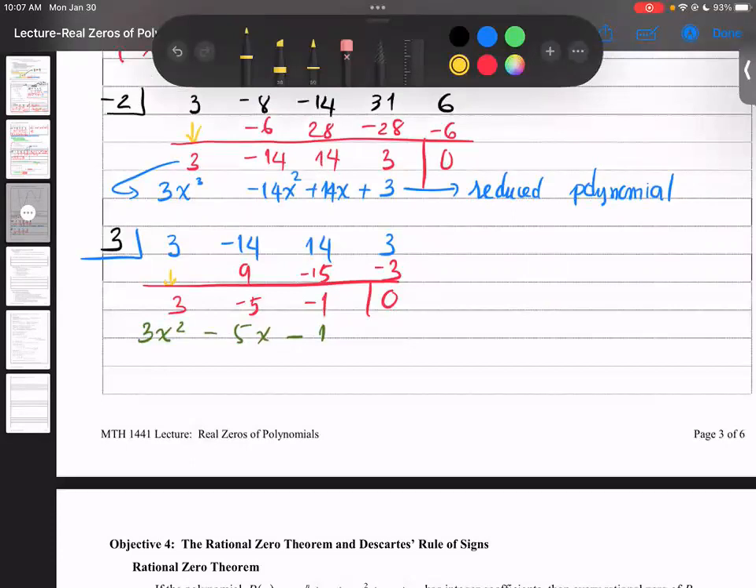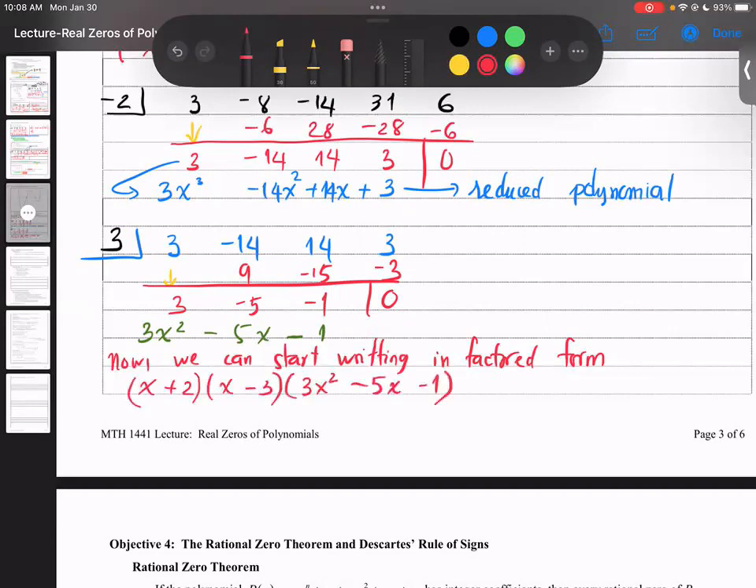So your semi-final step is gonna be, I'm gonna say now we can start writing in factor form. So factor form is gonna be, doesn't matter the order, x plus 2 times x minus 3 times 3x squared minus 5x minus 1 equals 0.